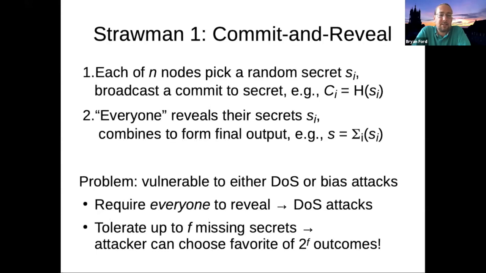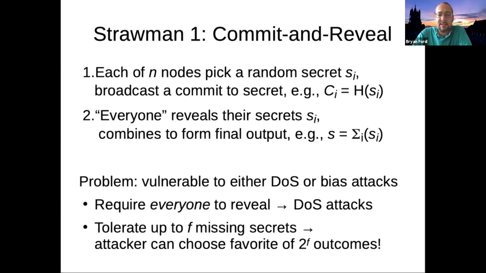So if some attacker controls some number F of nodes, then those malicious nodes can basically wait for all the honest nodes to participate in phase 1, and then wait for all the honest nodes to reveal their secrets in phase 2, and then the attacker can compute every possible output for up to 2 to the F possible outcomes based on whether each of the F attack nodes stays in, reveals their secrets, or drops out and refuses to reveal their secrets, right? So that's a 2 to the F exponential bias vulnerability if you let that happen.